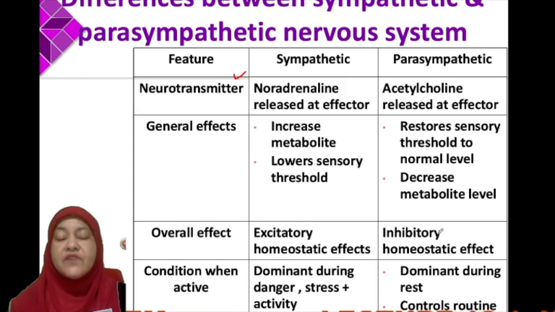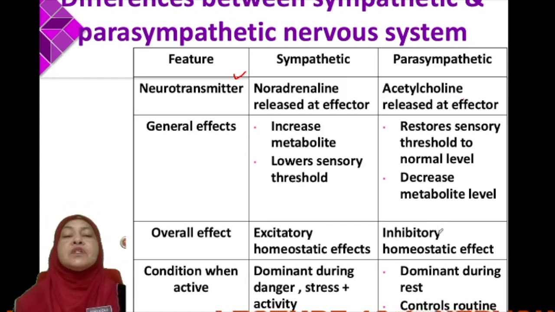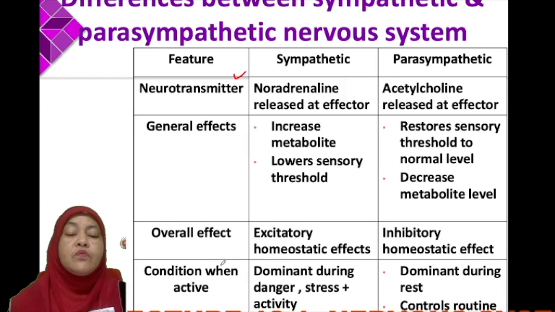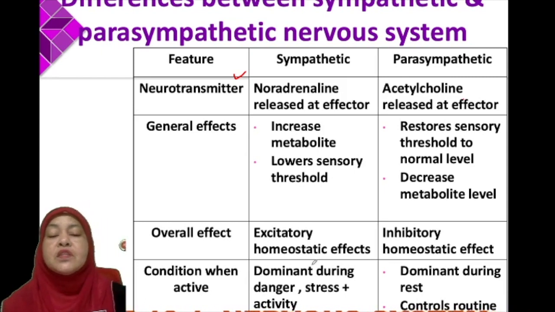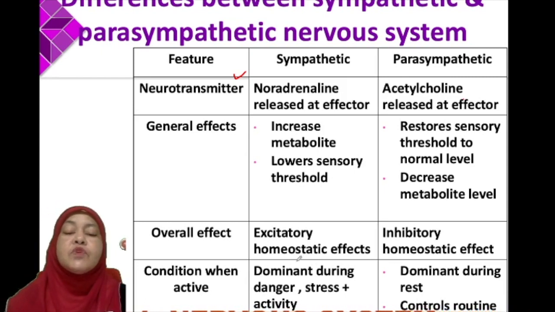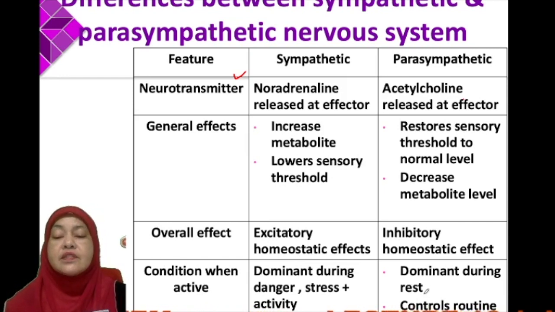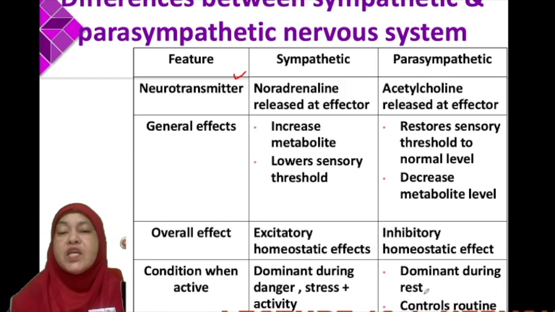whereas the parasympathetic involves an inhibitory homeostatic effect. And the last point for the difference between the sympathetic and the parasympathetic is the condition. When the sympathetic is active, it will be dominant under conditions of danger and also stressful activity. But the parasympathetic will be dominant during rest, as well as to control our routine body activities.